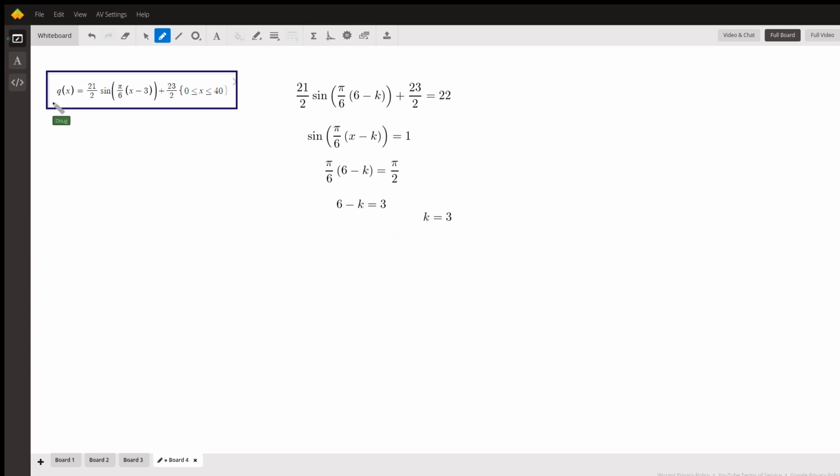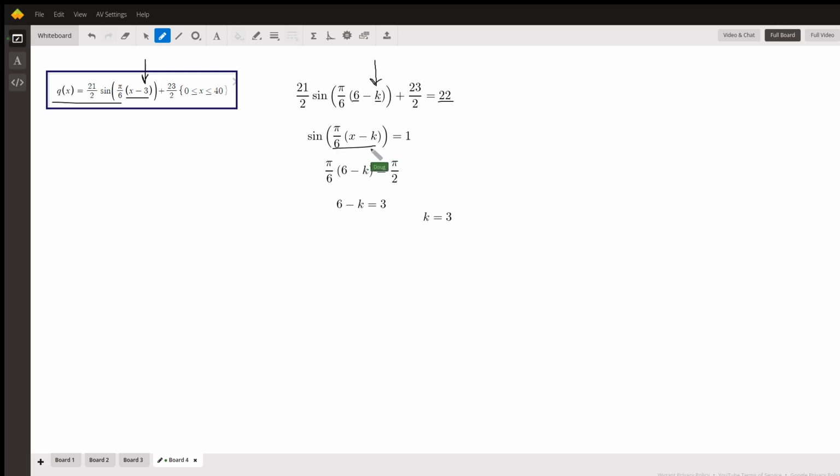You could write this in terms of sine if you wanted to, by saying 21 halves sine of pi over 6, that's the b. We have to figure out what the phase shift is to get the sine function to match the cosine. So if I put 6 here and say I've got to solve for phase shift, I know after 6 seconds the height is supposed to be 22. So if I solve this equation for k, I'll have the phase shift. And if I subtract 23 halves, multiply by 2 21sts, I get a 1 over here. So the sine of this is equal to 1.